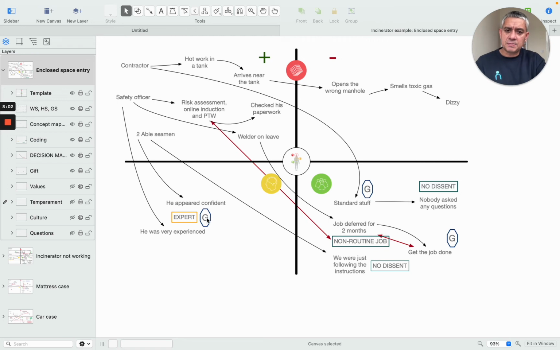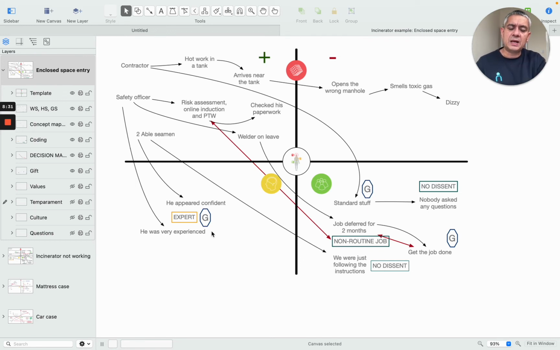So this is marked with a G, which means it's a gift that somebody has given us in an interview. So a gift is: he appeared very confident, he was very experienced. So this person is trying to tell us something. And if we are not culturally intelligent, if we are not psychologically intelligent, we will lose these cues and we will keep fighting in this area. Why was the manhole kept open? Why wasn't it marked properly? Who's responsible for it? And we spend all our time in this area.